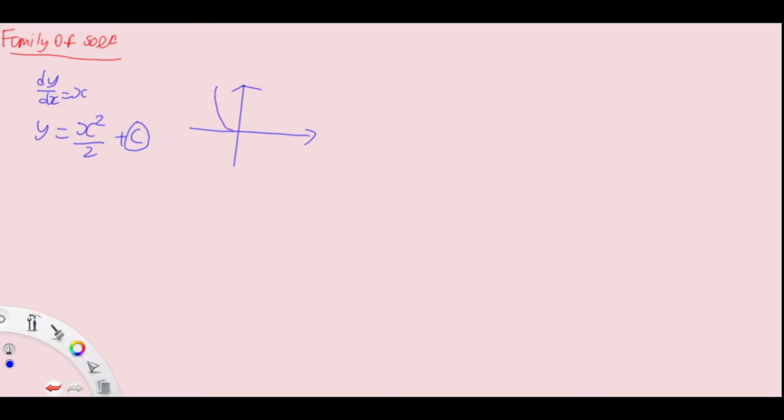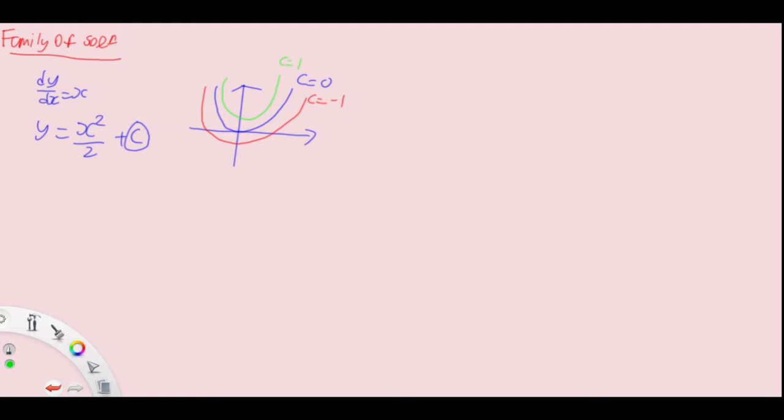Let's say we have c equals 0, we'll get a quadratic graph passing through the origin. If we get c equals 1, it's a translation of 1 unit in the positive y direction. If we let c equals minus 1, it's a translation in the negative y direction. So as you can see, there are actually infinite possible solutions, and the graph would change, okay?